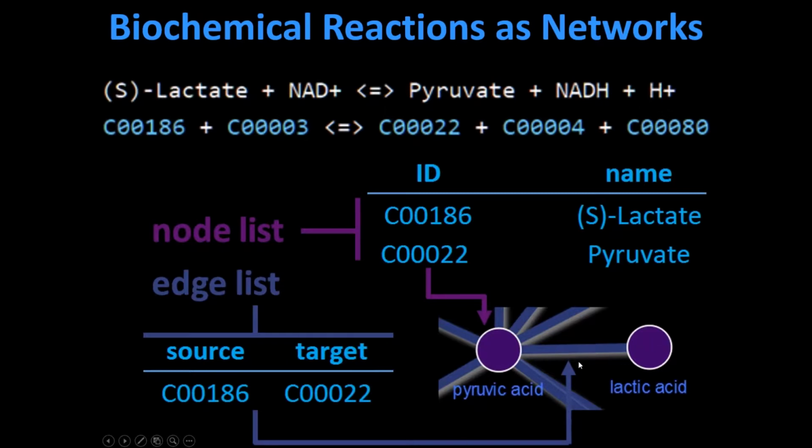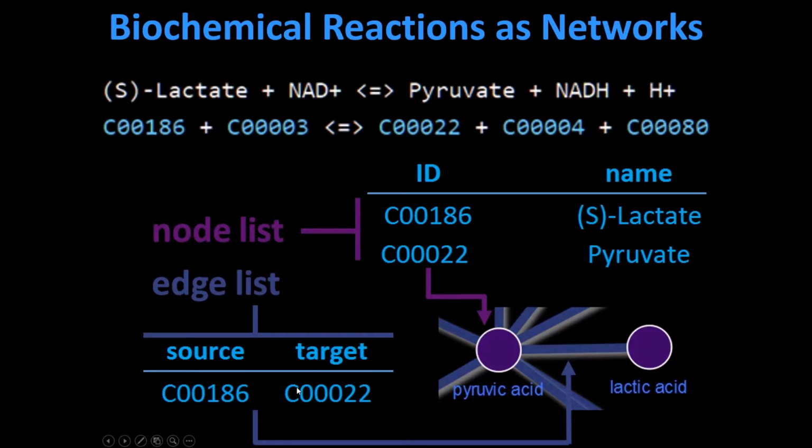And the connection, we call it an edge, is encoded in our edge list. This is simply, minimally, a two-column list of from, to, or source, target. In this case, this is a reversible reaction, so it has no direction. So we would call this an undirected network.